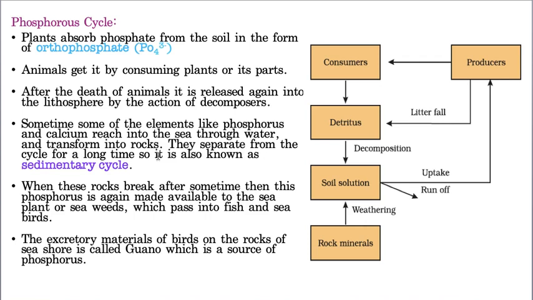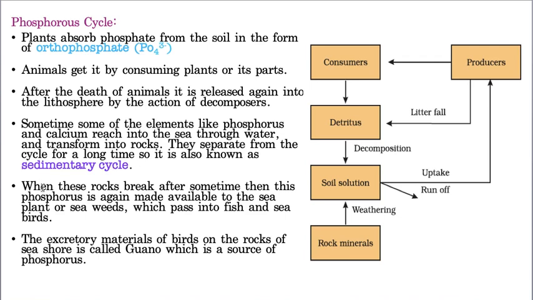And these rocks remain like that only for a very long time. They do not undergo weathering so easily, na? To dissolve a rock is not so easy. It takes lots of years. That's why they remain like that only for so long a time. That's why it is called a sedimentary cycle. I think I cleared in the best way why the phosphorus cycle is called a sedimentary cycle. But still if you don't understand, ask me again, I'll explain.